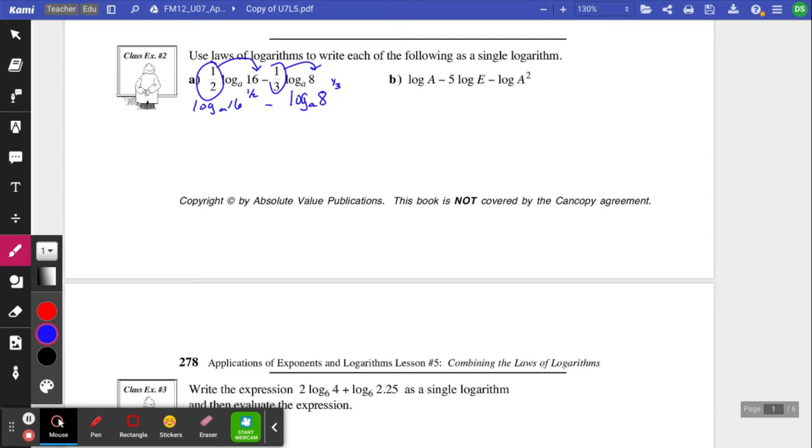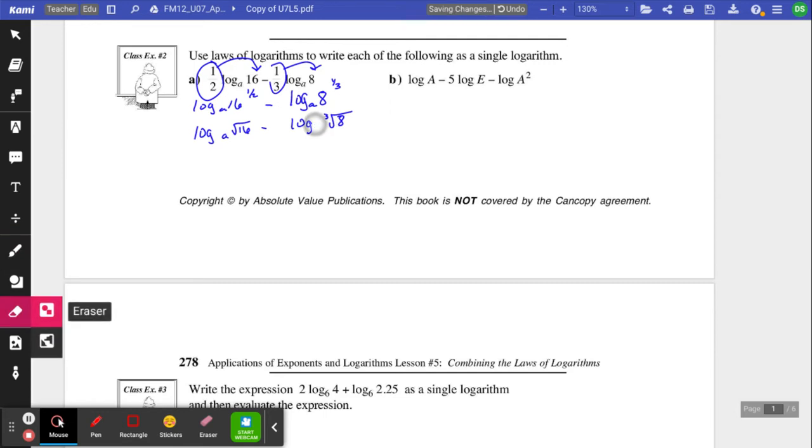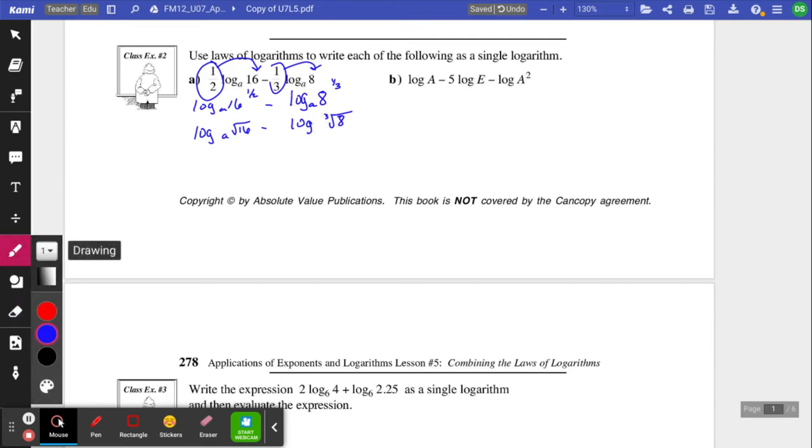Okay, now you have to know what those fractional exponents do. It's so important. Fractional exponents can be written as radicals. So log base a, this is the square root of 16 minus log base a and the cube root of 8, right? The denominator of the exponent becomes the index of the radical. So now we can just do it. And the square root of 16 is 4. And the cube root of 8 is 2.